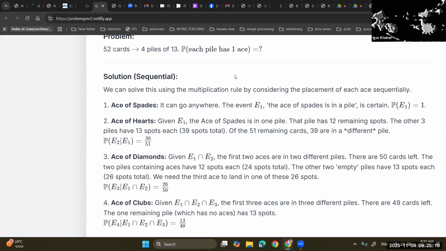Now, what do I want to find? I want to find the probability that each pile has one ace. Yes, that each person will get one. The catch of this question is that the probability that each pile has one ace, denoted by A, is the intersection of E1, E2, E3, and E4. It's the same event. This is the catch.